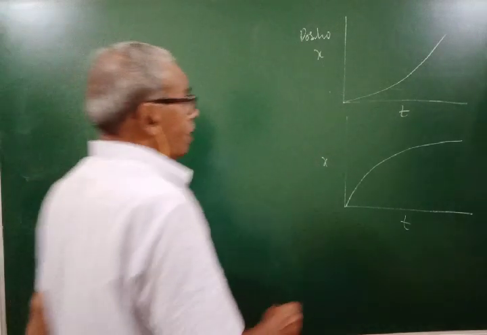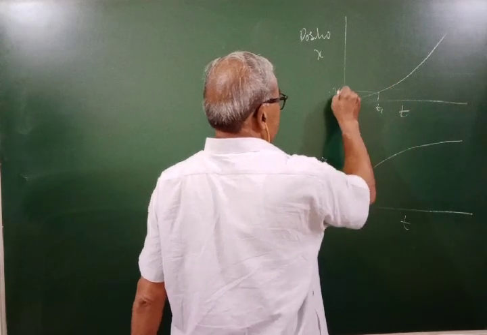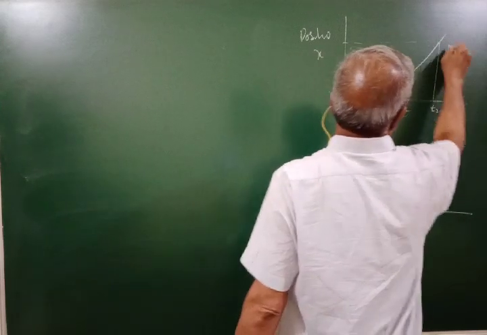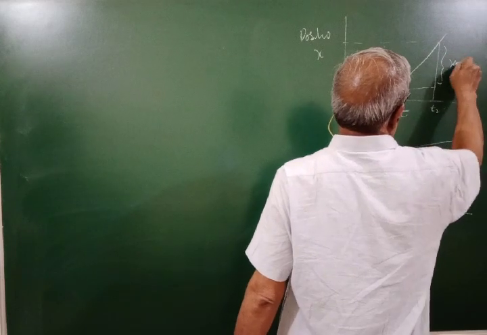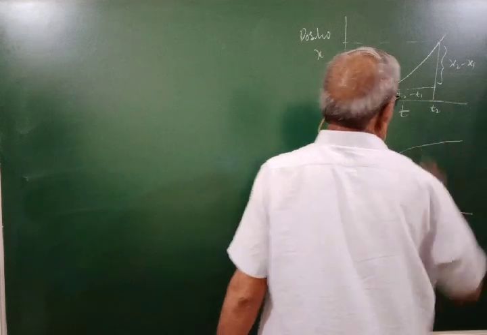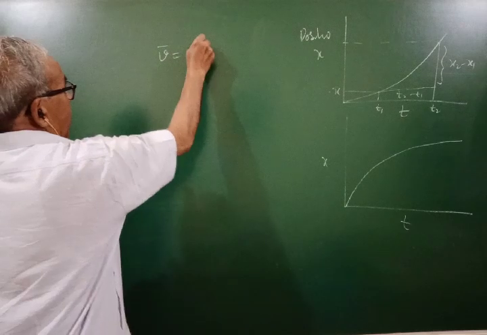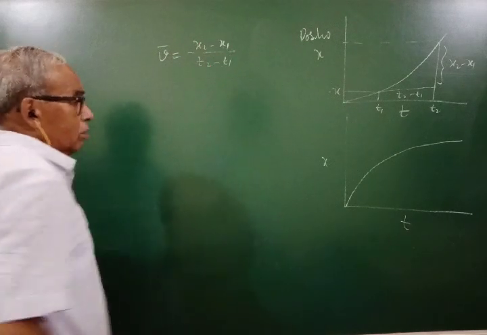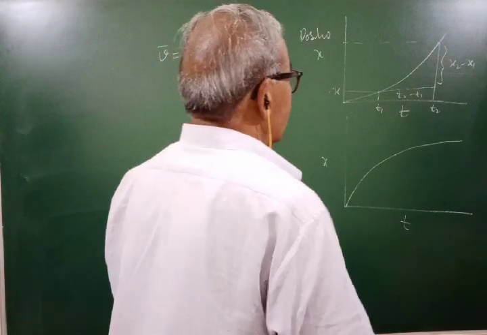So the magnitude of average velocity again we can find: it is t1, it is x1, it is t2, and this is x2 here. So again this is x2 minus x1, this is t2 minus t1. So the ratio of x2 minus x1 upon t2 minus t1 again will give the average velocity. But here now the instantaneous velocity will keep on changing.